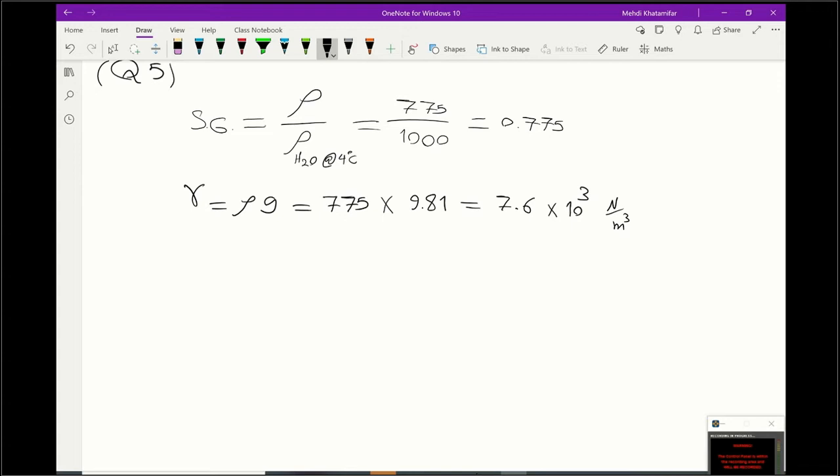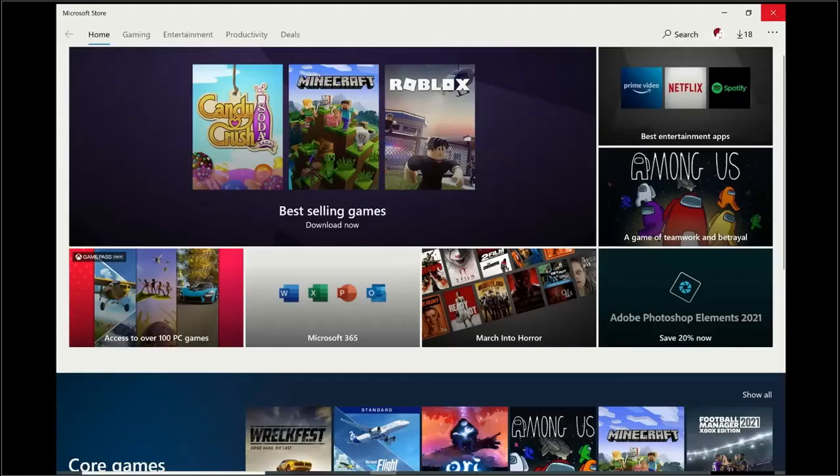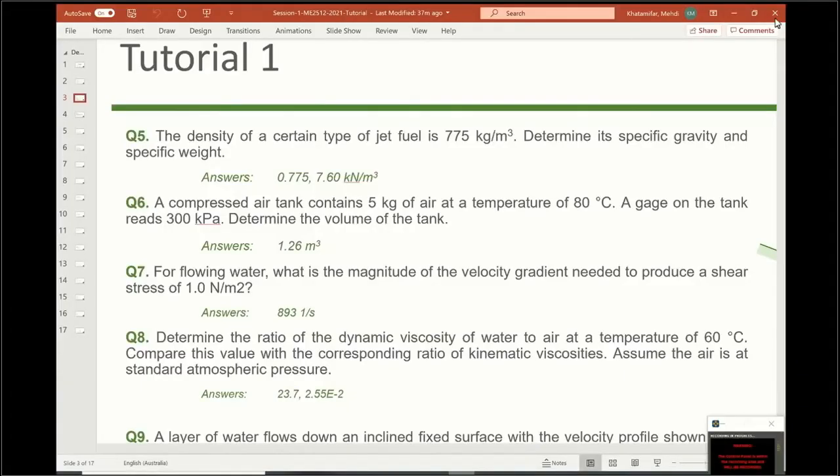Yeah, question 6. This question still teaches you two important aspects. So question 6. A compressed air tank contains 5 kilograms of air at that temperature. A gauge on the tank reads that much pressure. Determine the volume. So it's talking about a gas, an ideal gas.